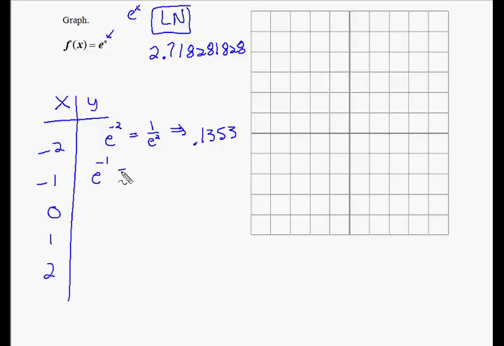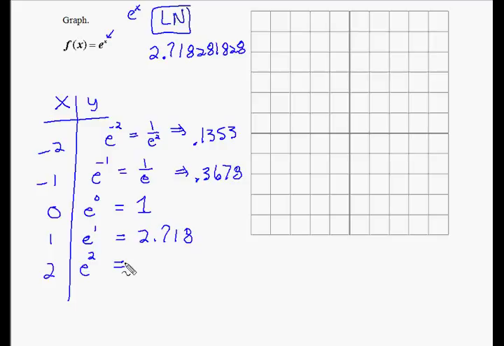Next we have e raised to the negative 1, which is the reciprocal, 1 over e, and the calculator gives me a number for that as 0.36787. Again, I don't need to be very accurate. E raised to the 0, well, every number raised to the 0 power, with the exception of 0, is 1. E raised to the 1 power is in fact e, and that decimal was given to you earlier. It's 2.7182, and then we need to find out what e squared is. And we get 7.389. So let's try and graph these points.